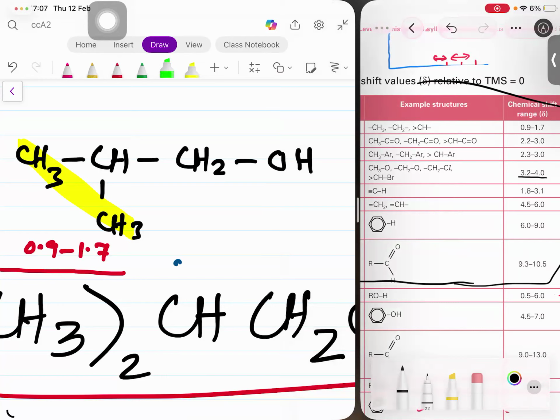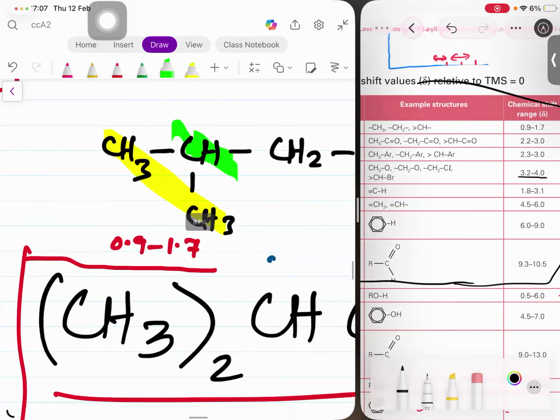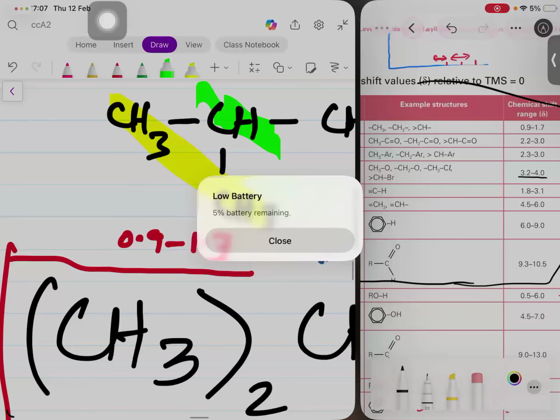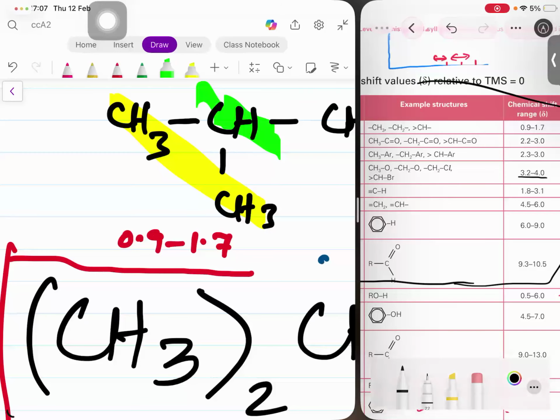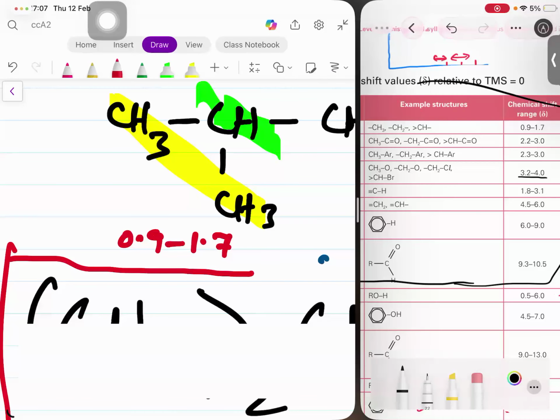दोनों की एक पीक होगी और 0.9 से 1.7 की रेंज में होगी. What about this? Ayla, इसकी splitting क्या होगी? What do you think about the splitting? Ayla, what will be the splitting of these two CH3s की peak?